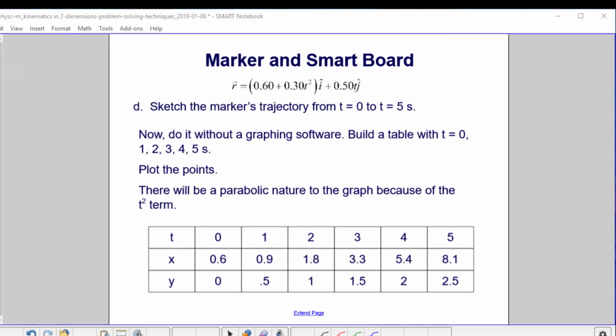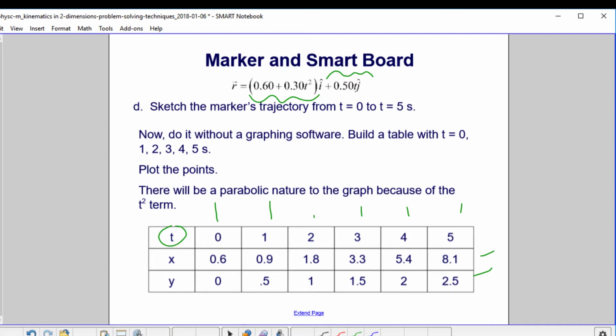Well, since we're graphing from 0 to 5 seconds, let's make a little table. And we will have the table as a function of t. And we're going to have 0, 1, 2, 3, 4, and 5. And then we'll find out what x and y is for each one of those. Okay, so x will be the component of i hat, and y will be the component of j hat. So we go ahead and put those numbers in, and we fill out x and y. And then we'll just plot the points.